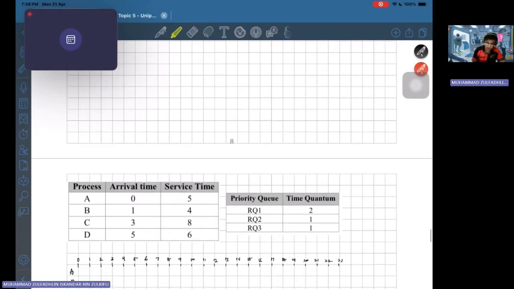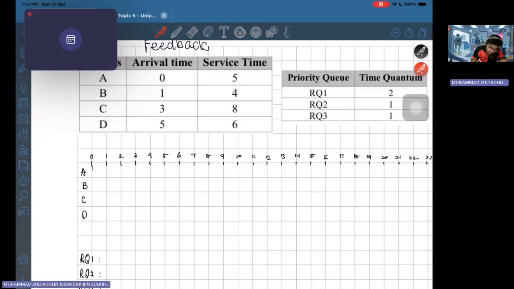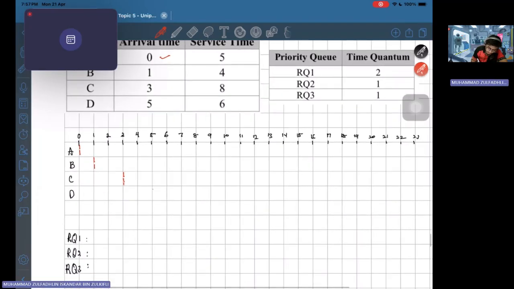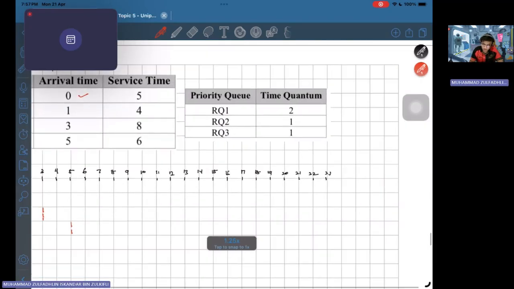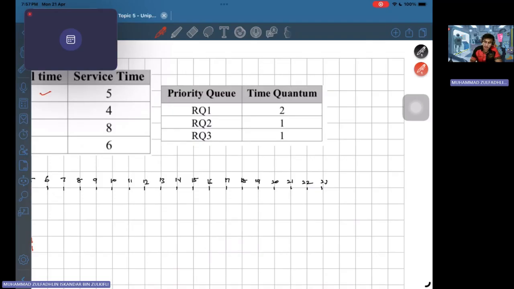Last question, which is true for the feedback. A arrived at 0. B arrived at 1. C arrived at 3. And D arrived at 5. For RQ1, the time quantum allocated is 2, while for RQ2, the time allocated is 1. And the RQ3 time allocated is 1.